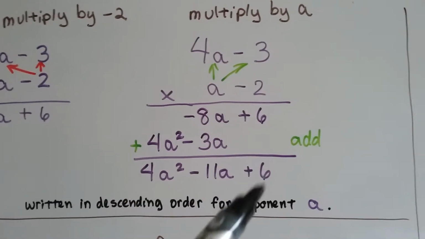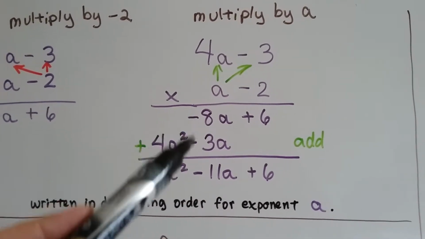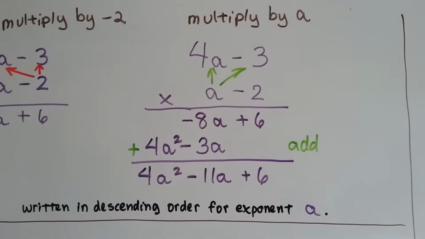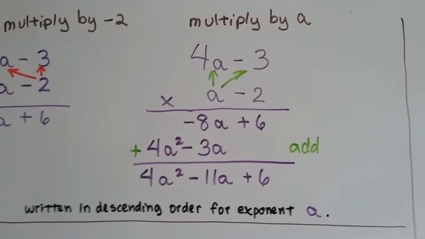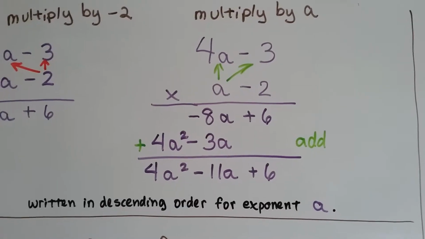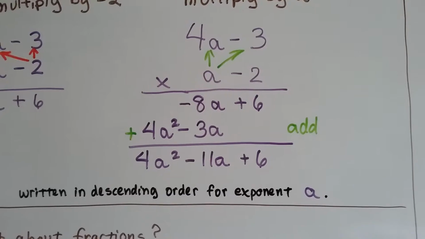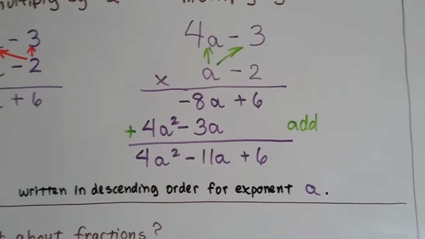See this 6 drop down? And when we're adding like terms, it's going to be like the add-ins, so we're going to have a negative, and 8 and 3 is 11. So it's written in descending order for exponent a. 4a squared is the largest exponent, so that's first, and then minus 11a plus 6.